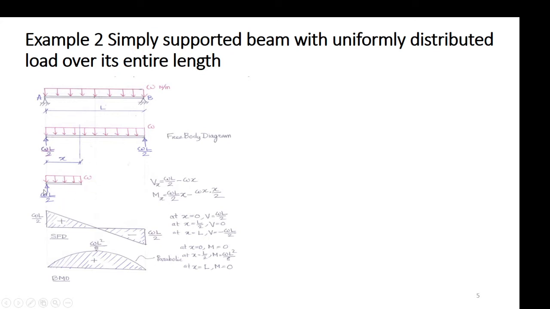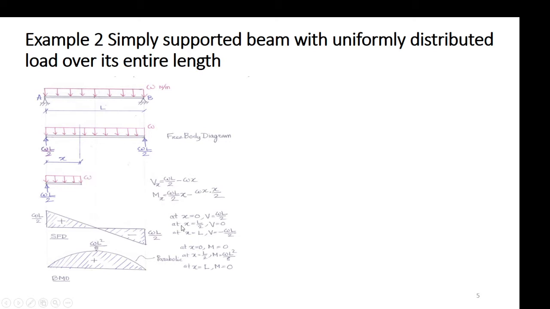So omega L by 2 into x will create a counterbalancing moment, and omega x into x by 2, because the distance of the CG of this loading from the section is x by 2. Now Mx is omega L by 2 into x minus omega x into x by 2, and that is equal to the Mx working counterclockwise. So you get the equations of Vx and Mx.